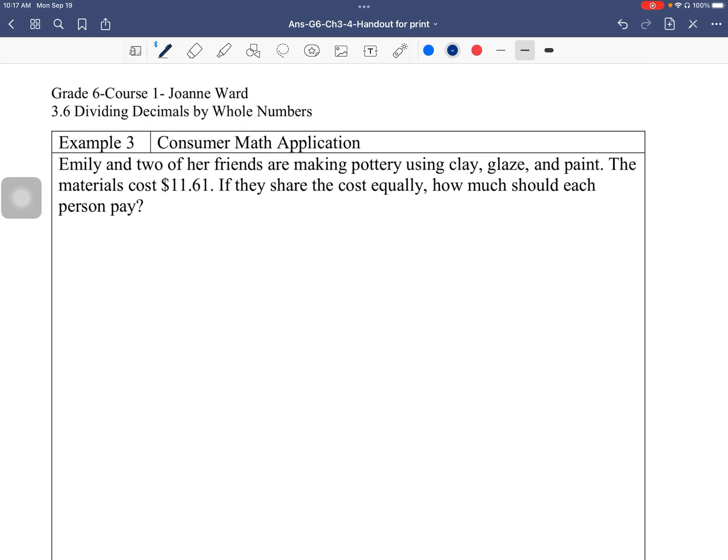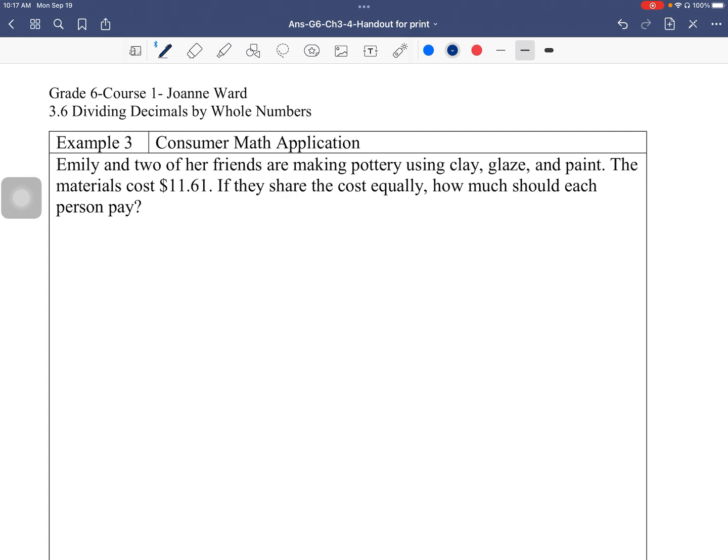So here is a question. Emily and 2 of her friends are making pottery using clay, glaze, and paint. So the materials cost 11.61 if they share the cost equally. So share the cost equally, Emily and 2 of her friends, so there's 3 people. And how much does each person pay?